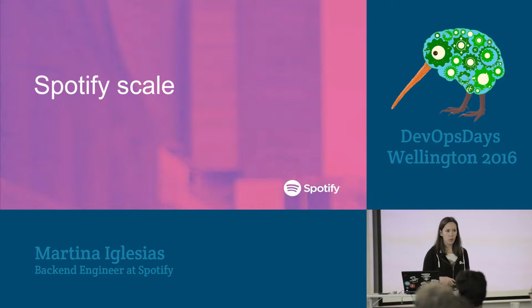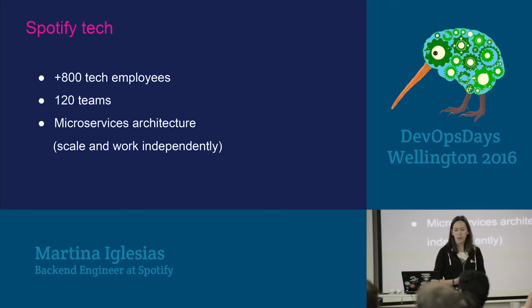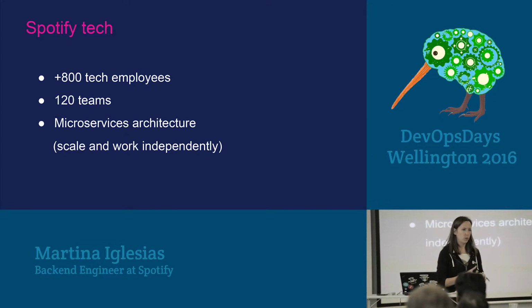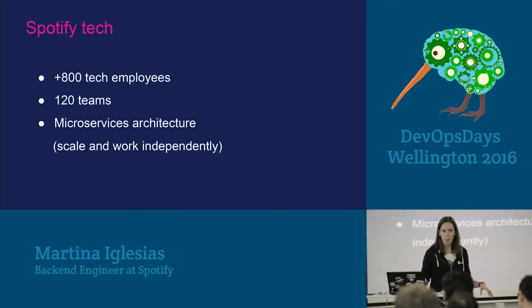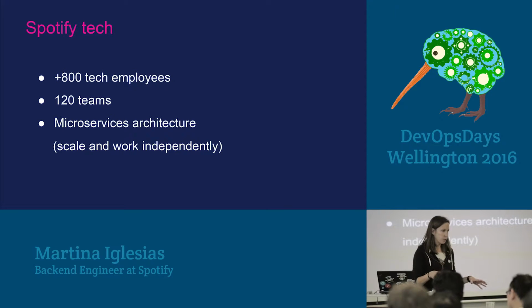So Spotify is a music streaming service. It started in 2008 in Sweden, and now it has 100 million active users, 40 million paid subscribers, and it operates in 59 countries. So behind Spotify, there's a big tech department with more than 800 employees, divided in about 120 different teams. And on the technical side, we have an infrastructure that follows the microservices architecture.